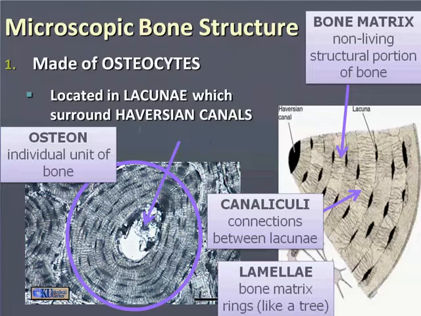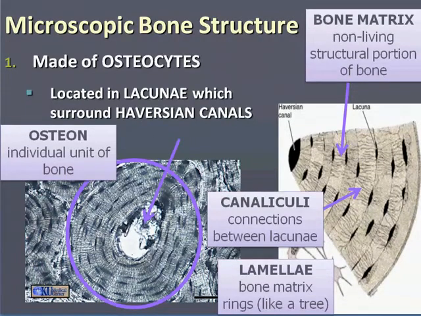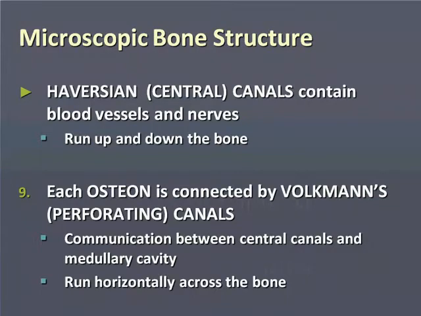Let's talk more about canals in just a little bit. Here's a little bit better picture. Oops, sorry, coming up on the next slide. The two main canals we'll talk about: haversian canals. These are the big central canals that contain blood vessels and nerves, and if you're looking at a femur, they go up and down, running the length of the bone.